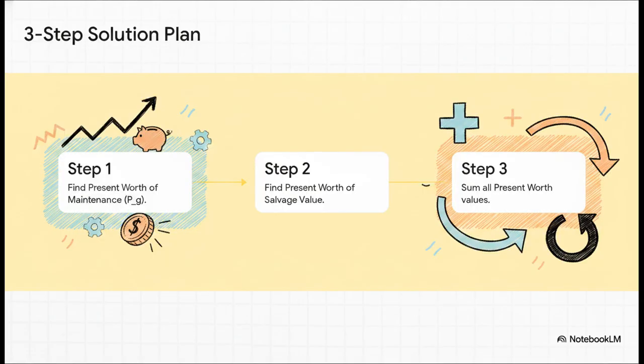To find the total present cost of this whole project, we're going to follow a simple three-step game plan. First, we'll handle the hard part, finding the present worth of those growing maintenance costs. Second, we'll figure out the present worth of that future salvage value. And finally, we'll add everything up, including that initial cost, to get our final answer.